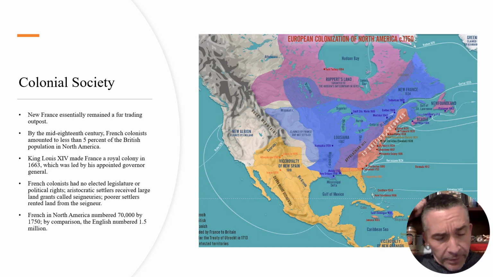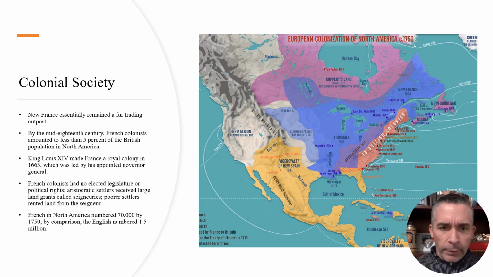But unlike the English, the French colonies had no elected legislatures. They didn't have political rights, and the aristocrats, known as seigneurs, ran the show in America. The seigneurs were granted lands called seigneuries by the King of France, land grants, and essentially peasants lived on their land, and they worked the land in exchange for a place to live. So it was really a new kind of feudalism in America.